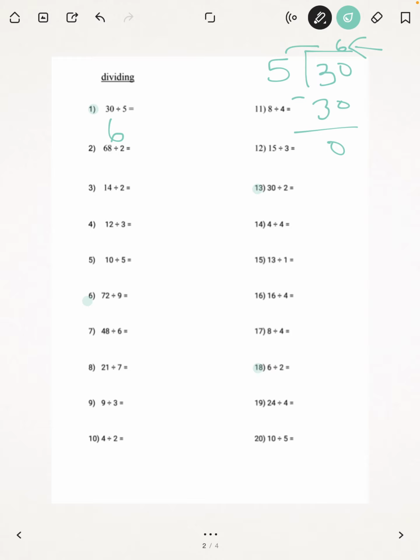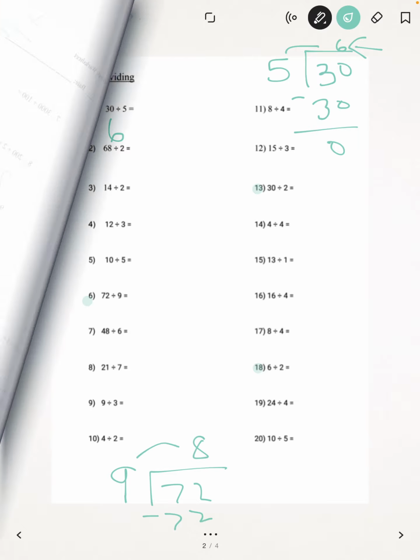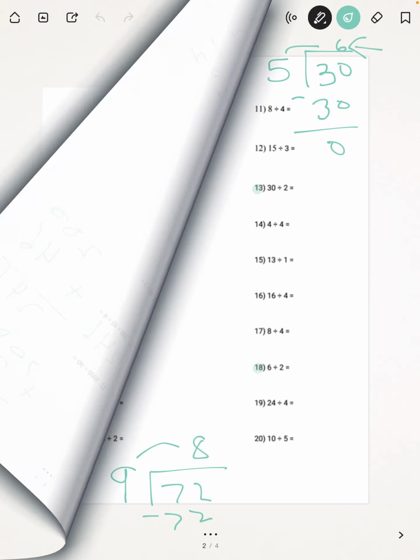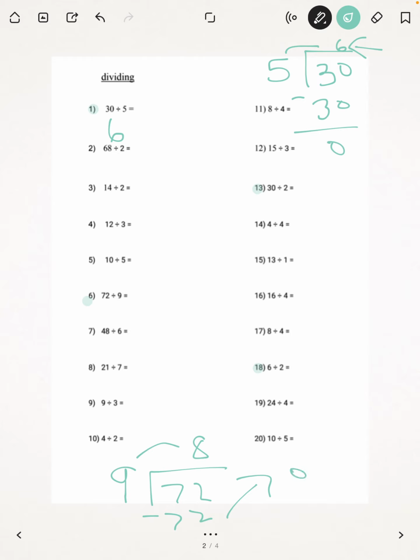72 divided by 9. You do 9 divided by 72. Okay, 9 does not go into 7, so it goes to 72 8 times. You multiply these two numbers, then it equals 72. Subtract them. And if you get 0, then 8 is the answer.